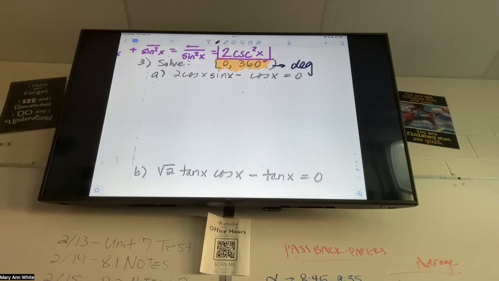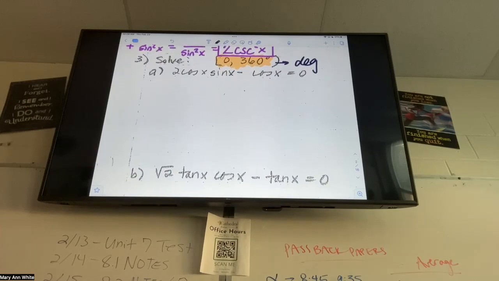Okay. The first one says 2 cosine x sine x minus cosine x equals 0. All right, that's disgusting, right? How do we simplify that? What can I take out of both of those pieces? A cosine. I see a cosine x in both of them. So let's factor that cosine x out. So I'm gonna say cosine x, and then I keep in parentheses 2 sine x minus. If I take a cosine out of cosine, I'm left with just 1.